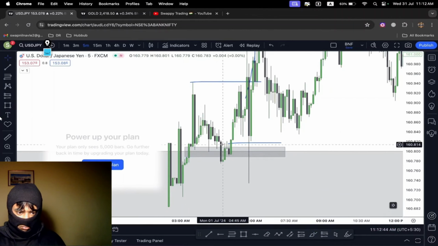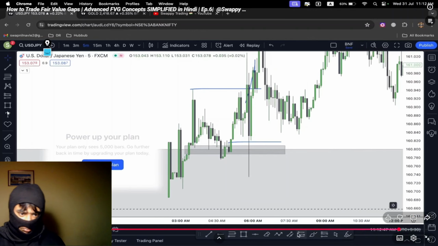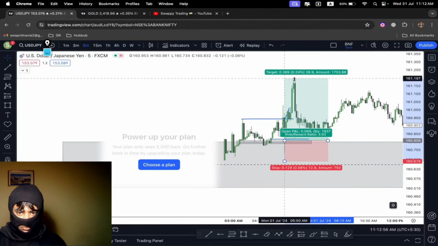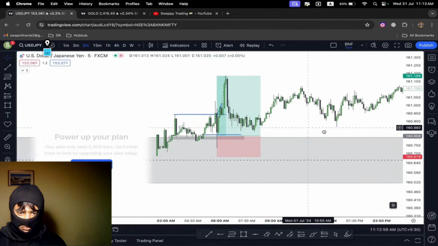Okay, place your entry above it and place your stop loss below the swing high, okay? For example, you made your entry here, but you need to place a stop loss below the swing low and take a significant reward here. Okay? So, this is how you trade.